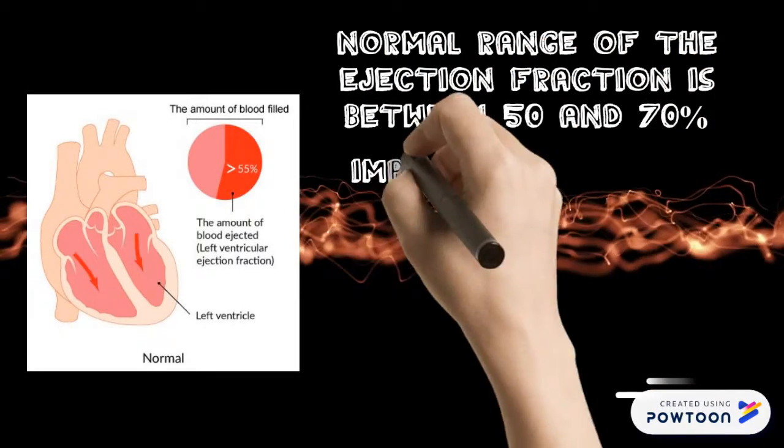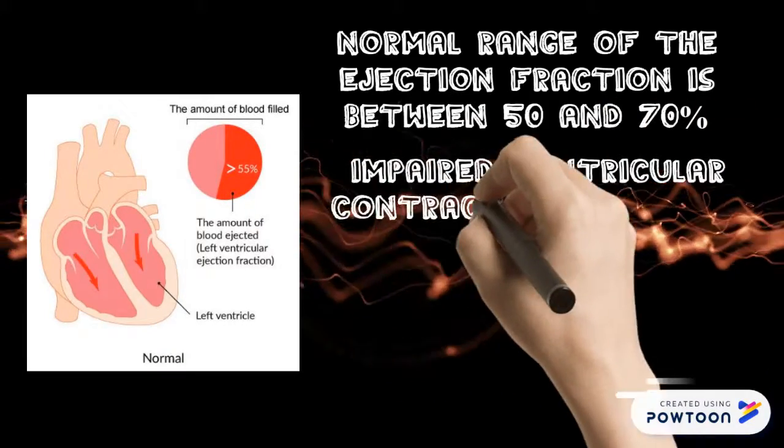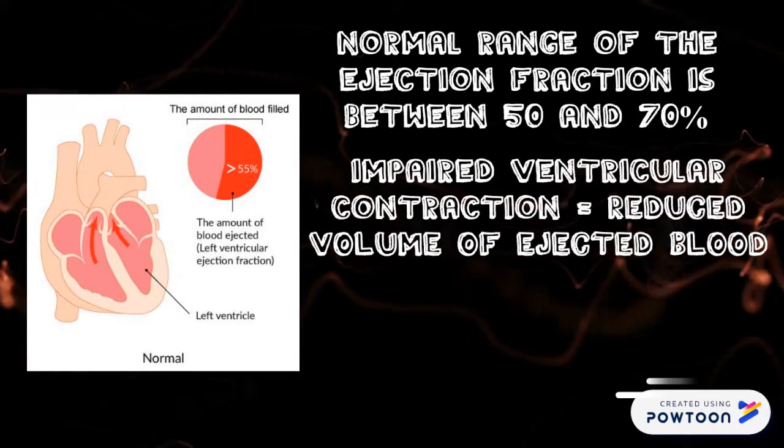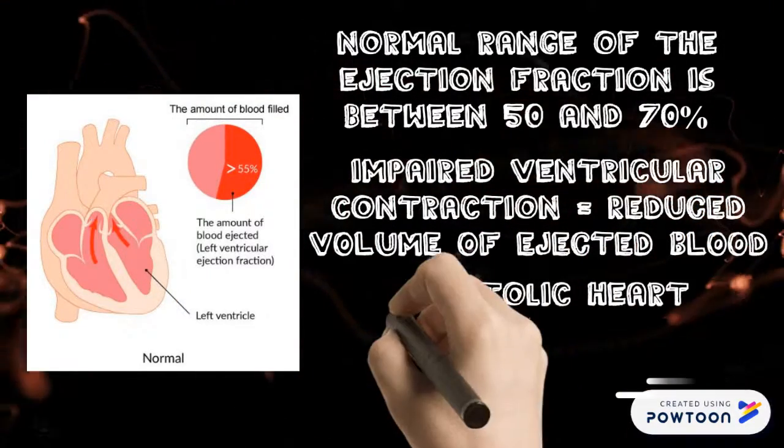When ventricular contraction is impaired, the volume of ejected blood is reduced, and so is the value of ejection fraction. In systolic heart failure, it drops below 40%.